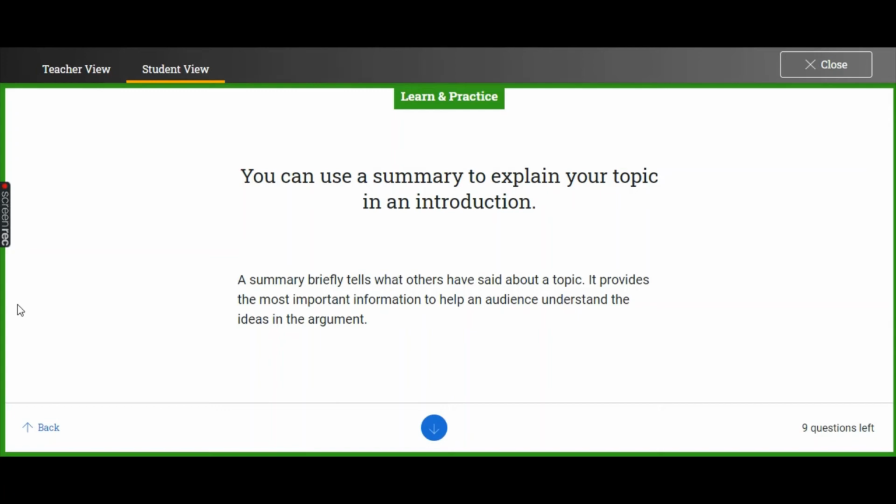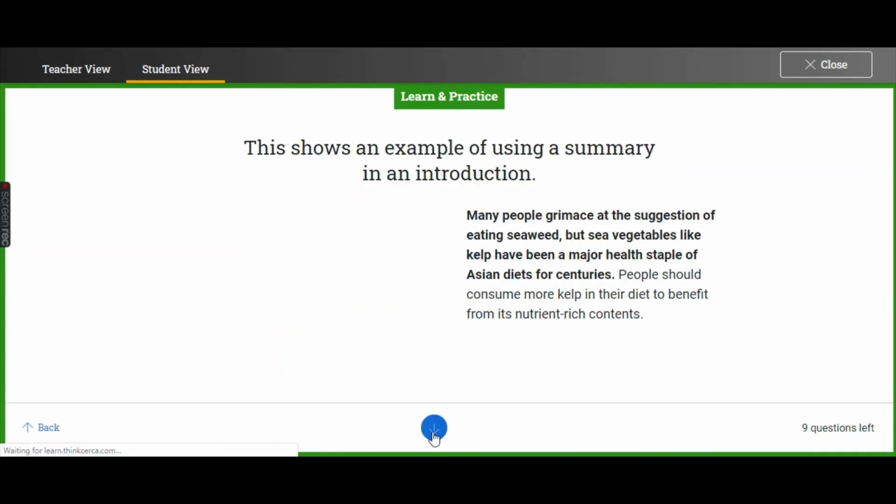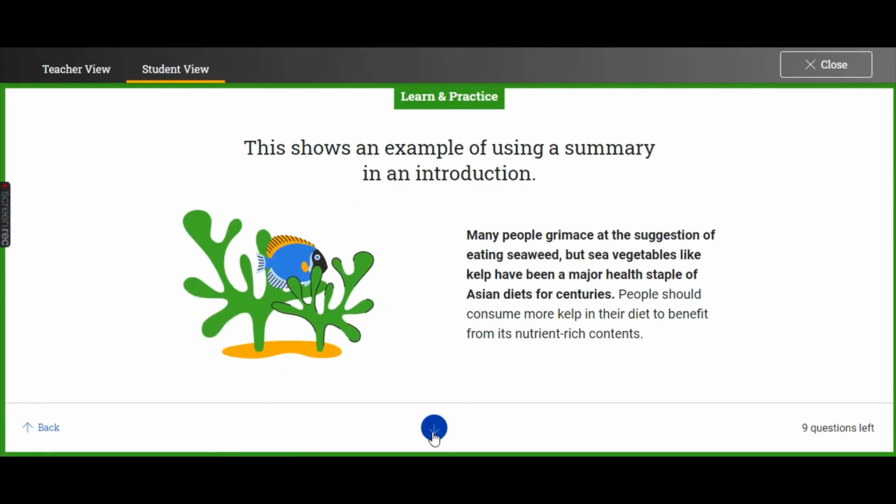You can use a summary to explain your topic in an introduction. A summary briefly tells what others have said about a topic. It provides the most important information to help an audience understand the ideas of an argument. This shows an example of a summary in the introduction. Many people grimace at the suggestion of eating seaweed, but sea vegetables like kelp have been a major health staple of Asian diets for centuries. People should consume more kelp in their diet to benefit from nutrient-rich contents.